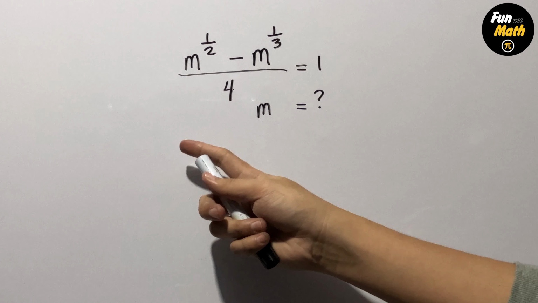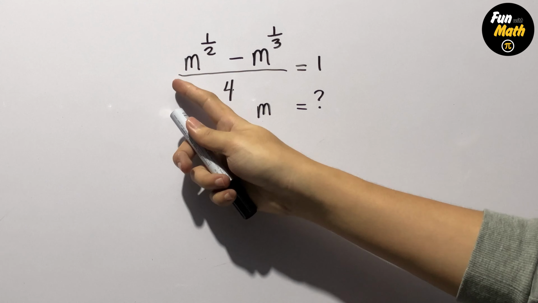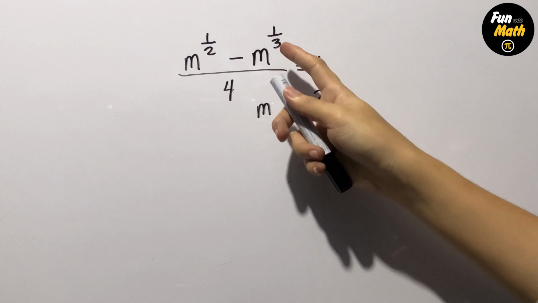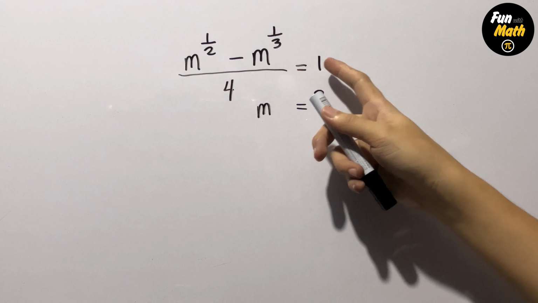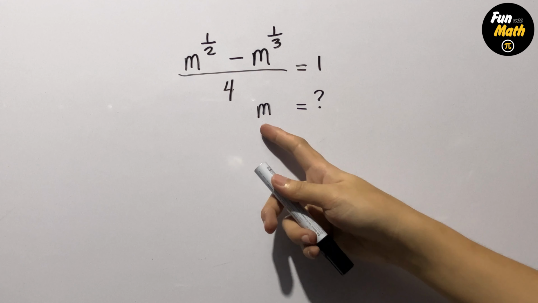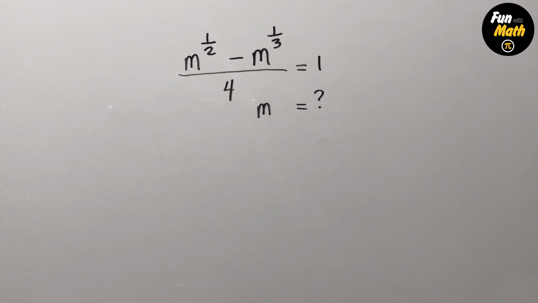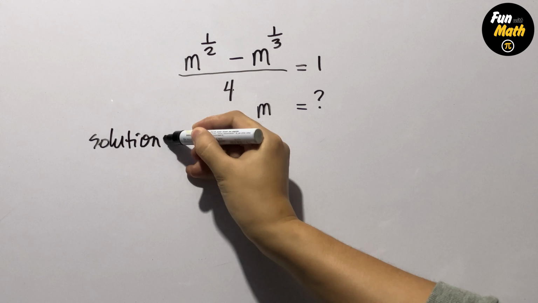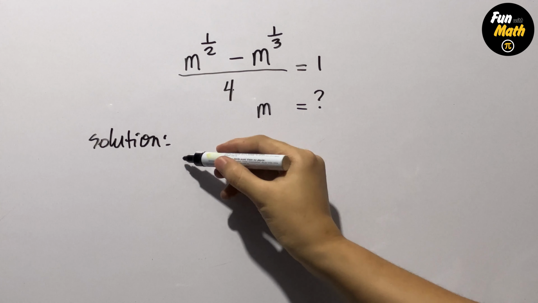We have another problem. (m to the power of 1/2 minus m to the power of 1/3) all over 4 is equal to 1. What is the value of m? Now here's the solution. Let's write down the equation.